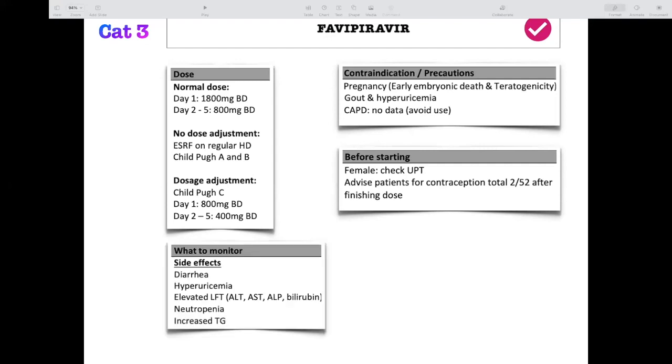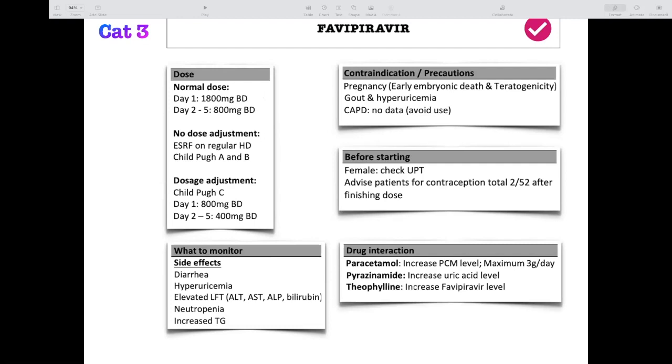So what to monitor when we give favipiravir? We need to monitor the side effect, which include the diarrhea, hyperuricemia, elevated LFT, neutropenia, or increased TG. Okay, there are a few drug interactions that we must be aware of when we give favipiravir, which include paracetamol, pyrazinamide, and theophylline.